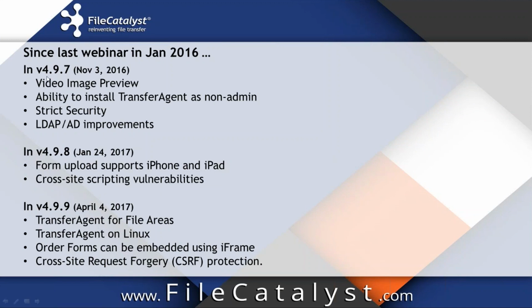In version 4.9.7, which was released in November, we added video image preview. I'll show you very quickly how it looks, but it allows you to upload any video file, and Workflow will make a small 30-second low-res preview of it. So when the user goes to the download page, they can actually watch that little short video and decide whether they need to download the entire file.